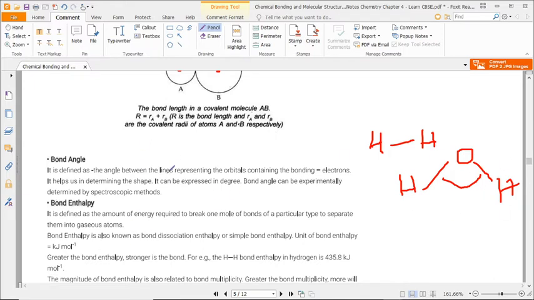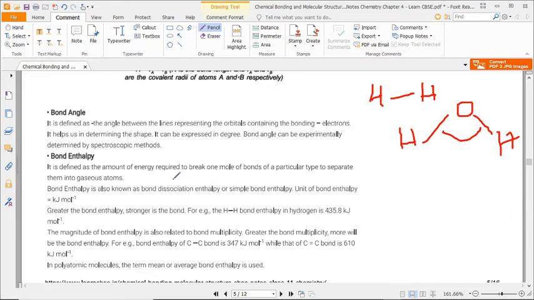This is called the bond angle. And what is bond enthalpy? Enthalpy means heat or energy. I have already told you. So what is bond enthalpy? The energy required for breaking any bond. The energy required for breaking any bond is called the bond enthalpy.